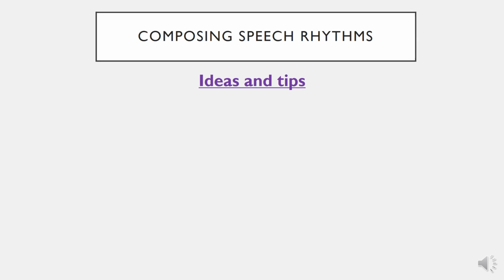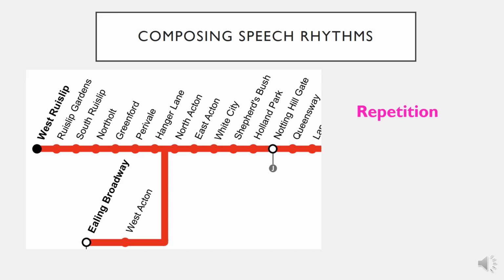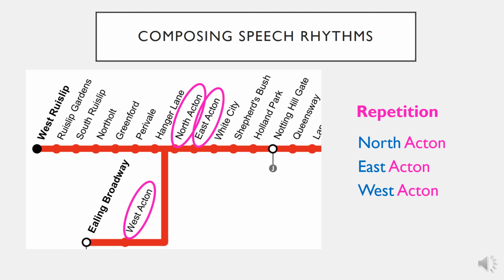Another good technique can be a bit of repetition. I noticed on my Central line map that there are several stations that end in Acton: North Acton, East Acton, and West Acton. I could use these one after the other to show this off. You might try this, for example, with stations that end in street, road, or park, to give just a few examples from the whole tube map.